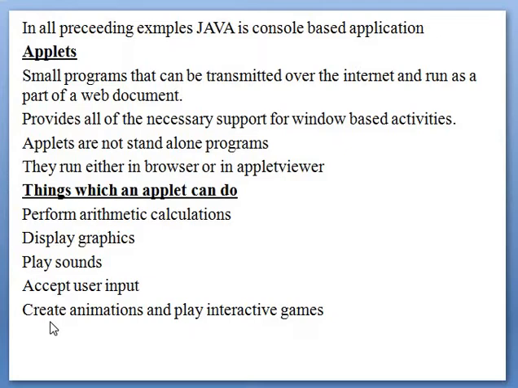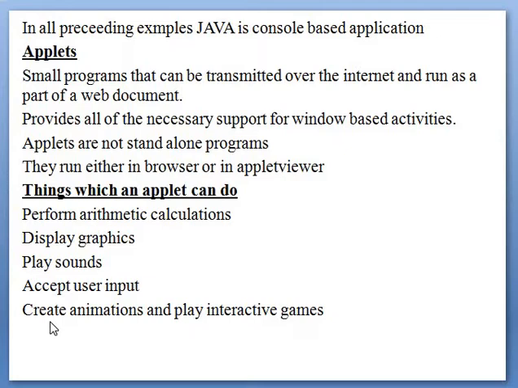In all the preceding examples, Java was used as a console-based application. That means we were using a terminal program or application in a Linux machine, or the command prompt in a Windows machine, to compile and execute Java programs. So those are console based applications. On the other hand, applets are not executed as console applications. Applets require either a web browser or an applet viewer to execute applet programs.